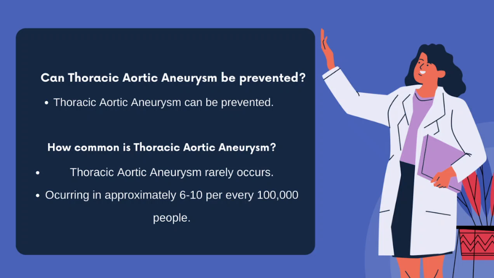And lastly, how common is thoracic aneurysm? Thoracic aortic aneurysm rarely occurs, occurring in approximately 6 to 10 per every 100,000 people, and it is said that 20% of these cases are linked to family history.